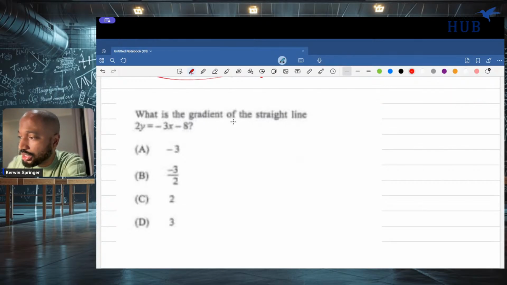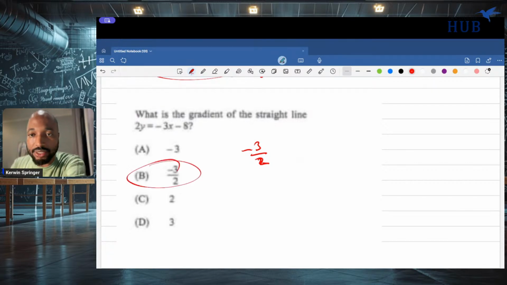What is the gradient of the straight line? Just divide that by 2. So you get -3/2. The reason why I divided by 2 is we want this to have 1 here. The coefficient must be 1. So B is the answer. And we keep moving.